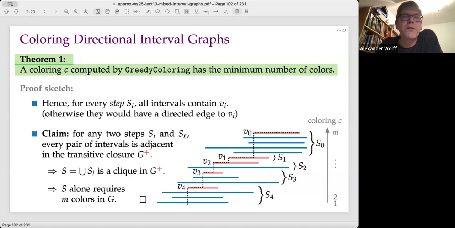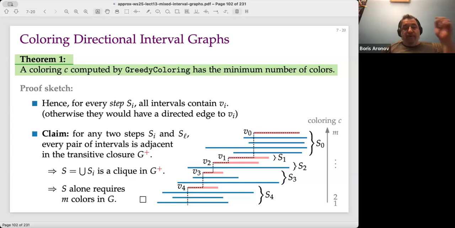How are we doing time-wise? Should I go through the proof of the claim? Well, that's up to you, but you have probably more than half an hour or at least half an hour.